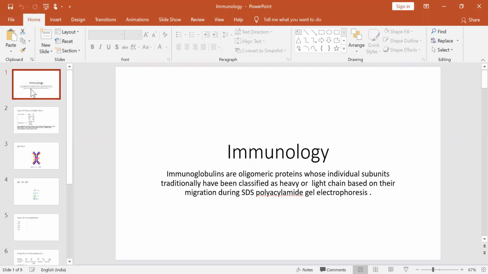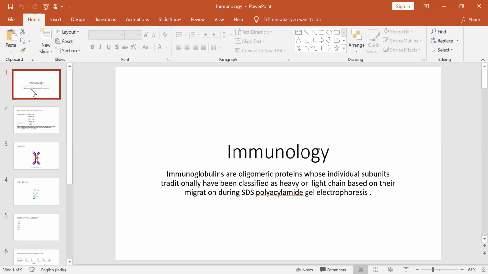The new topic is the immunoglobulins. Immunoglobulins are oligomeric proteins whose individual units have traditionally been classified as heavy or light chain based on their migration along SDS polyacrylamide gel electrophoresis.